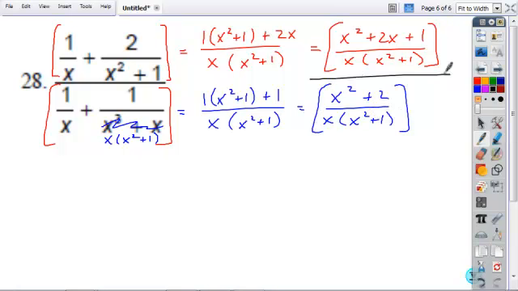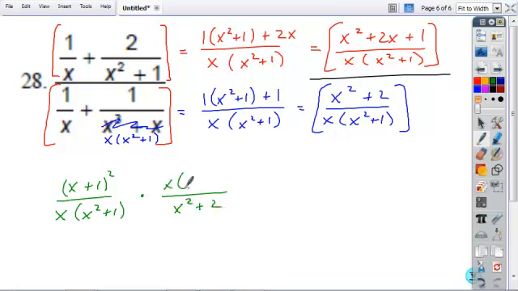Okay, so here is our fraction written as one fraction divided by another. Well, we're going to convert this division symbol and turn this into a multiplication problem by inverting and multiplying. So if we take the numerator, and I'm going to go ahead and factor that, it's a perfect square trinomial, so x plus 1 squared over x times x squared plus 1. And I'm going to convert this, instead of dividing, to multiplying by the reciprocal. So the x squared plus 2 gets moved to the denominator. The x and x squared plus 1 move to the numerator.